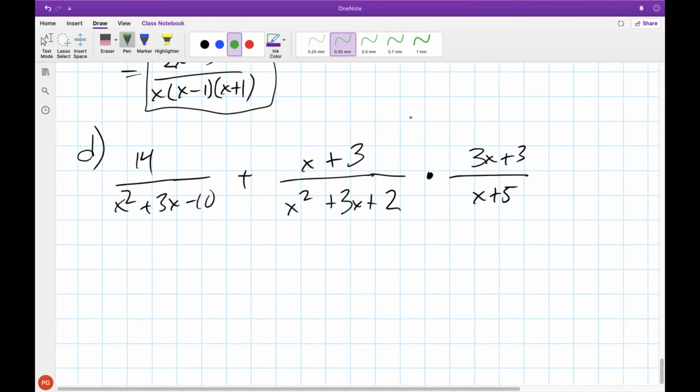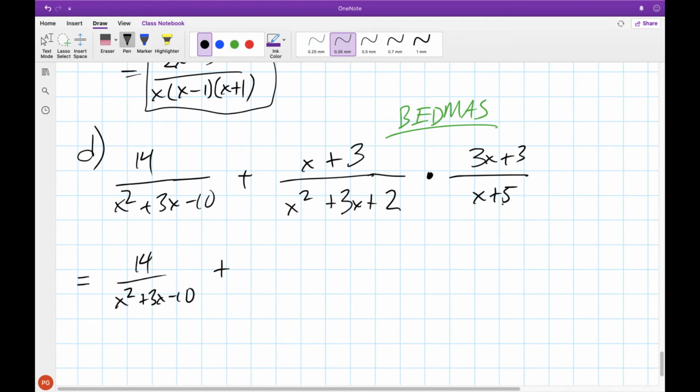In this case, we need to remember order of operations, in other words, BEDMAS, which tells us that this multiplication comes before our addition here. If we want to multiply these two fractions, remember we factor everything first, cross-reduce, and then multiply.